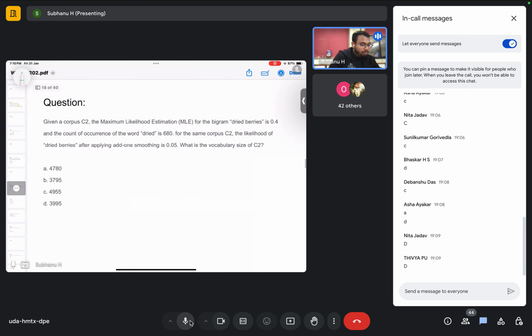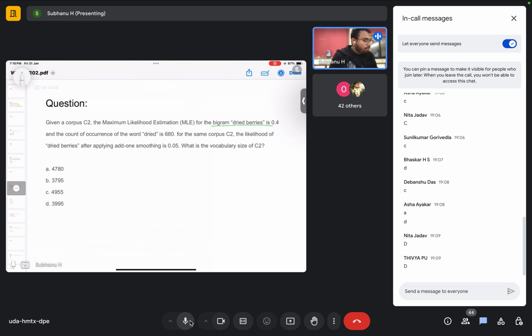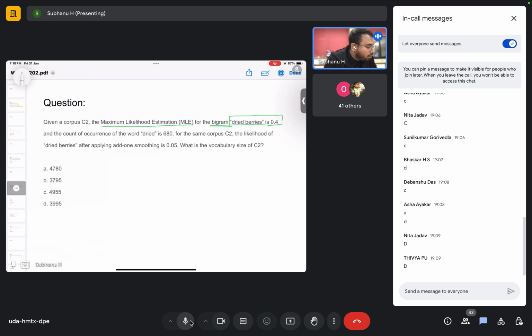So we have a lot of theories to cover here. Given a corpus C2, the maximum likelihood estimator for the bigram dried berries is 0.4. Does everyone know what maximum likelihood estimation for the bigram is? What does this statement mean? And the count of occurrence of the word dried is 680. What does this mean also?